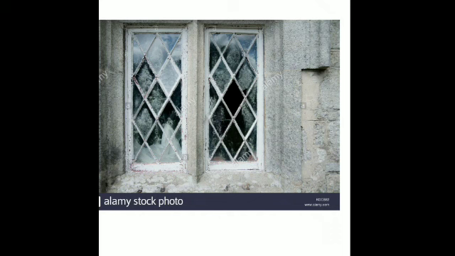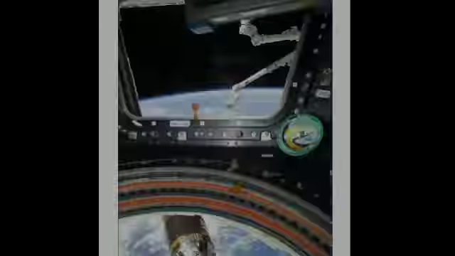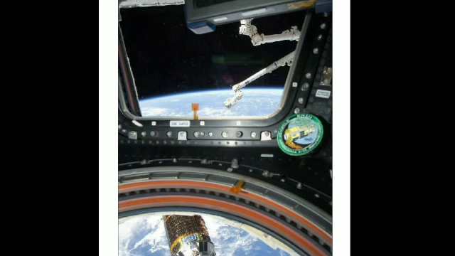Then it is also used as a protective window, that is, diamonds prevent the entry of harmful radiation. Thus they are used for making protective windows of space satellites. Is that clear? So diamond is also used for making protective windows of space satellites. This is a spacecraft, and for protective windows of such spacecrafts, we use diamond.